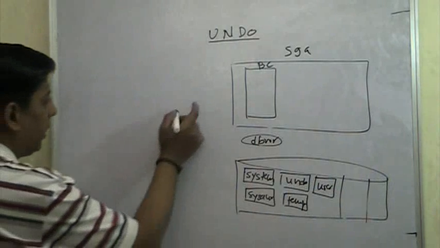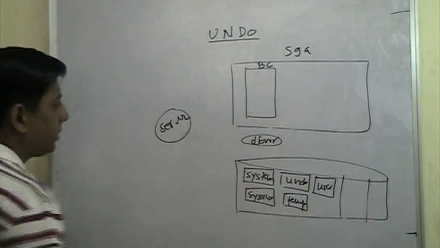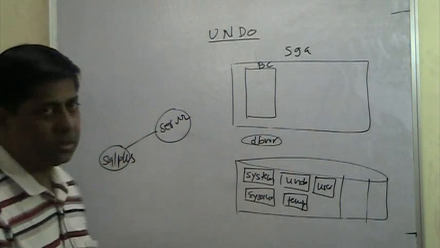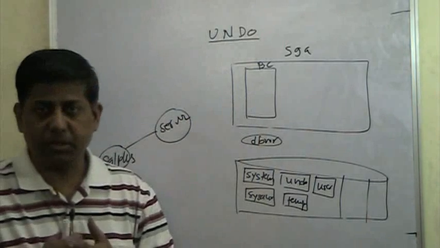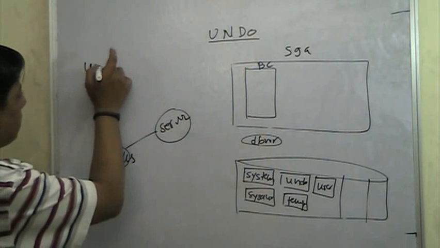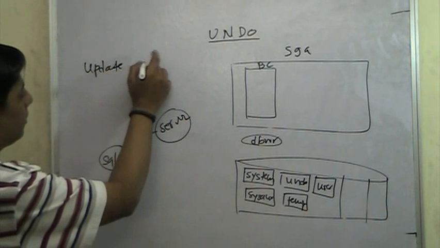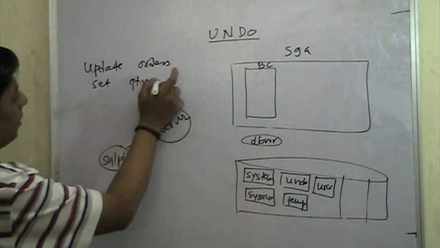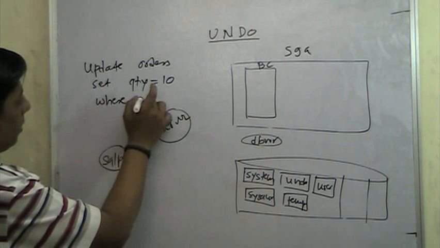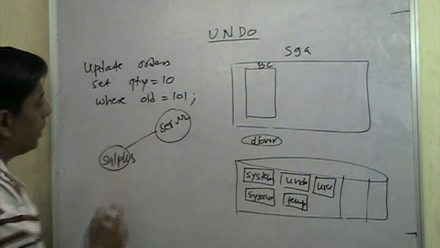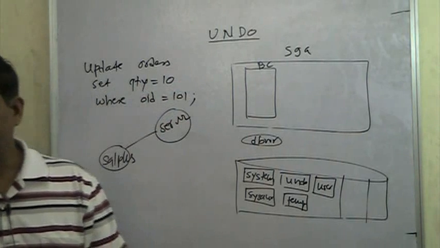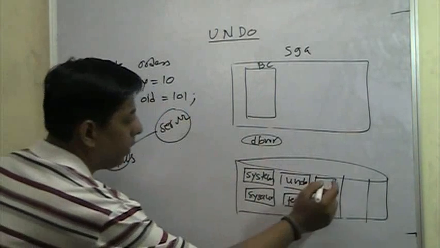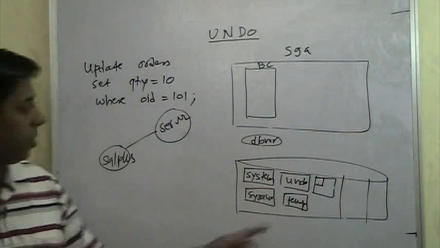So when a server process gets a request from the client side, let us say SQL*Plus, the server process is going to make sure that the data is already in the buffer cache. If I'm going to run an update statement, we saw this last time: update orders set quantity equal to 10 where order ID is equal to 101. Initially the quantity was 5, and now it is going to be modified to 10. So the block in which the data exists for order 101 is, let us say, on the disk in one of the tablespaces.